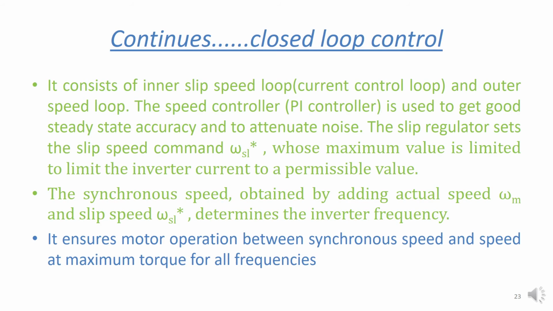It consists of an inner slip speed loop and an outer speed loop. The speed controller, that's a PI controller, is used to get good steady state accuracy and to attenuate noise. The slip regulator sets the slip speed command omega sl star, whose maximum value is limited to limit the inverter current to a permissible value. The synchronous speed obtained by adding the speed omega m and slip speed omega sl star determines the inverter frequency. So it ensures motor operation between synchronous speed and the maximum torque point for all frequencies.